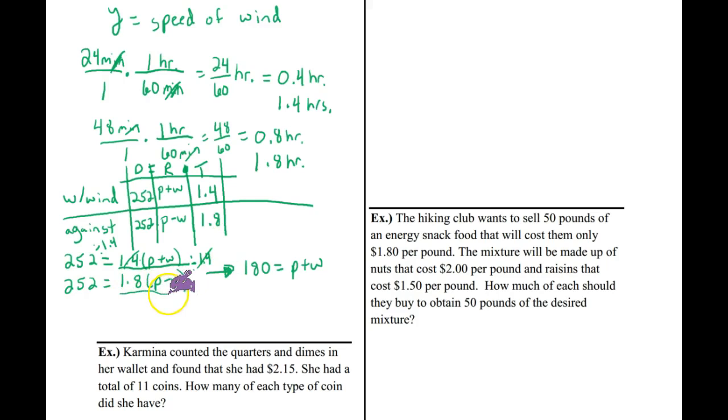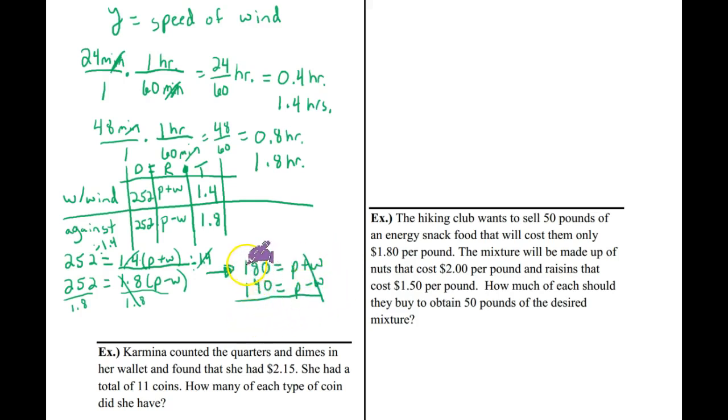I would do the same thing over here. Divide both sides by 1.8. And 252 divided by 1.8 is 140. And this side is divided out, and I'm only left with P minus W. So once I divide out that value, I actually have something really nice that's set up for elimination. I already have a plus W and a minus W that is 0. So I have eliminated the variable W.